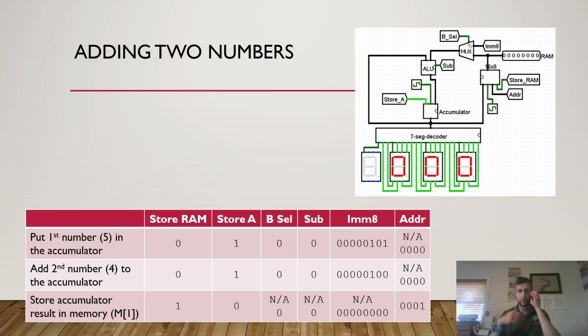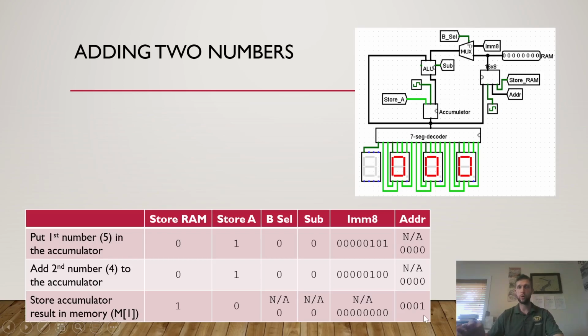And then lastly, I want to exercise a couple more parts of this thing. I'm going to store that into my memory, specifically in memory address 1. So now store RAM is a 1 because I'm trying to put something in that memory location. I'm not changing the accumulator. It doesn't really matter what B select and sub are because I'm not performing any operations with my ALU at the same time, and it doesn't matter what my immediate field is. Now the address does matter. I want the address to be 1, and then when the clock ticks, the value in the accumulator, which should be 9 at this point, is stored into memory location 1, the location specified by this address.